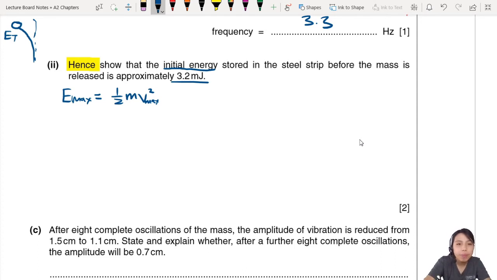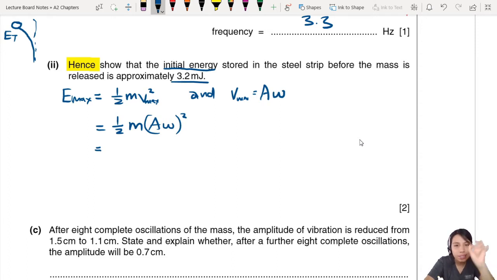Anyway, so here, we don't know what Vmax is, but we know that the maximum velocity is related to amplitude times omega. Where did this come from? I'll go check 13.2, 13.3 again. We've learned this previously. So half m a omega square is the total energy or maximum energy of that steel strip. Let's plug in all the values.